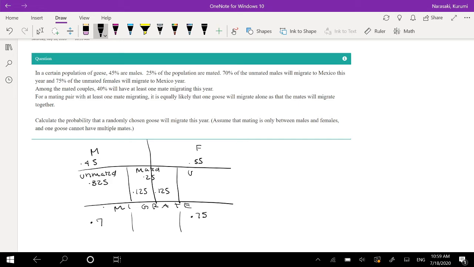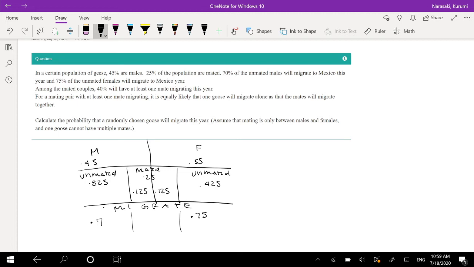Okay. And then unmated for female is just equal to 0.55 minus 0.125. So that's equal to 0.425. So that means 42.5% of the female are unmated. And then 75% of that 42.5% will travel to Mexico, or migrate to Mexico.